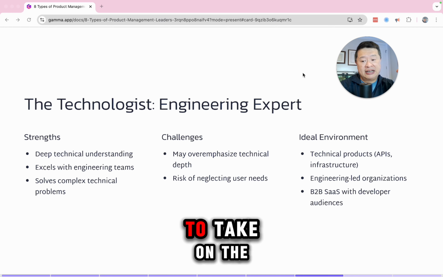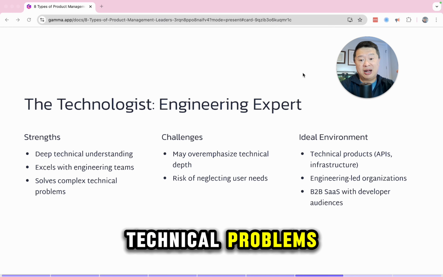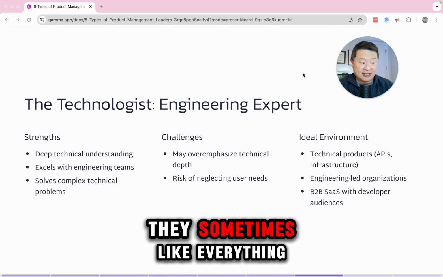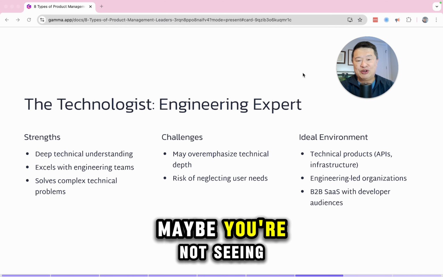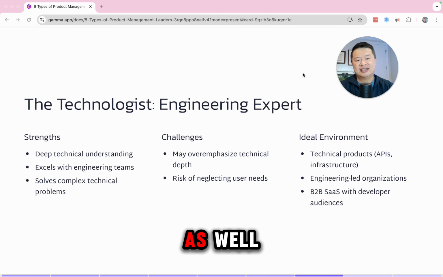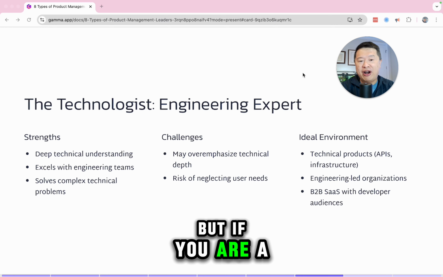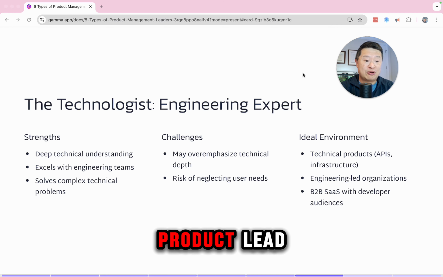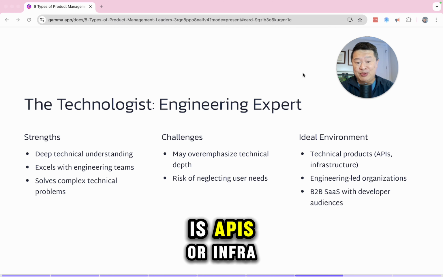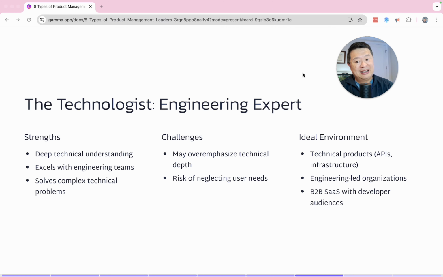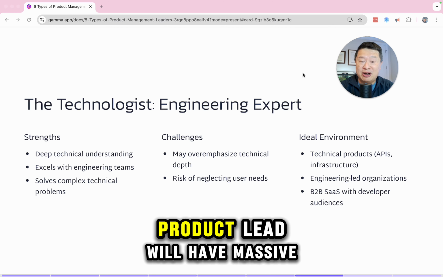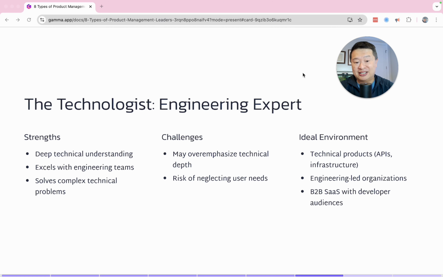They are not afraid to take on the most complex technical problems. Sometimes, like everything, your strength is your weakness, where you overemphasize that technical depth. Maybe you're not as customer obsessed. Maybe you're not seeing market trends as well. But if you are a company that is looking for a product lead and your main product is APIs or infra, or you're building for developers, this type of engineering expert product lead will have massive impact.